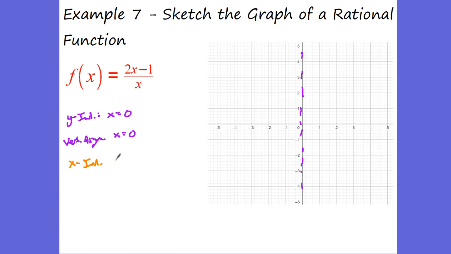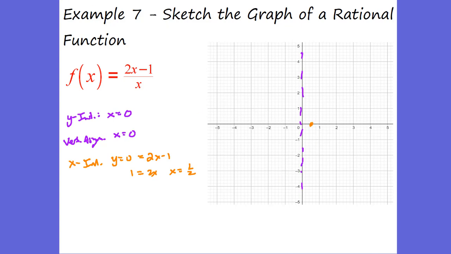My x-intercept is where I'm going to set y equal to 0, which is equal to 2x minus 1. So I add this over here. 1 is equal to 2x. x is equal to 1/2. So x is equal to 1/2 is where I'm going to cross over the x-axis.